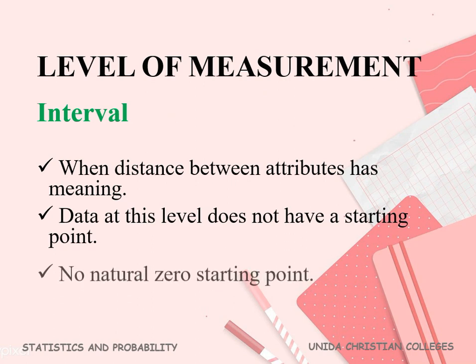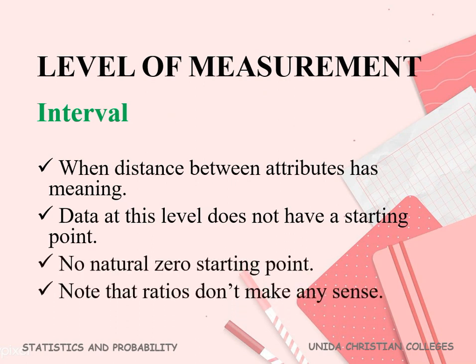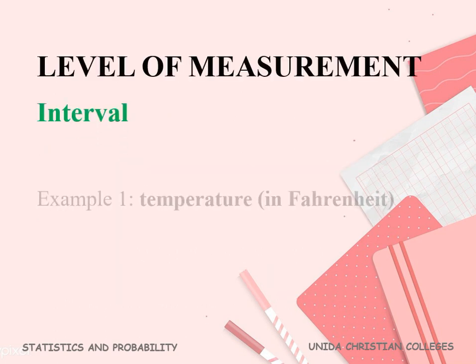When we say interval, the distance between attributes has meaning. The distance between each given characteristic has meaning. Data at this level does not have a starting point. It has no starting point, meaning it can be negative or positive. Also, no natural zero starting point, and note that ratios don't make any sense in interval. So here in interval, zero has a value or meaning. What is the best example here?